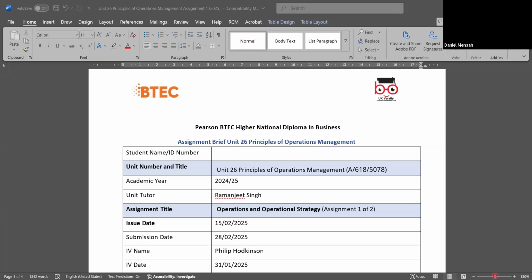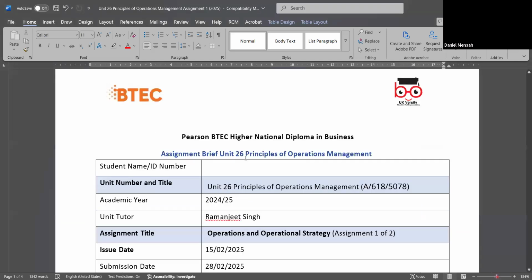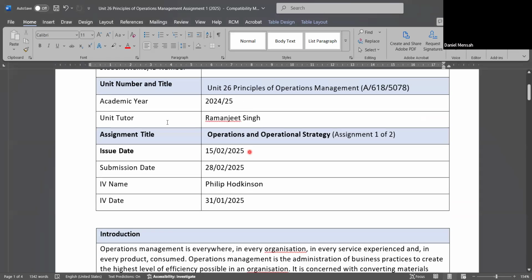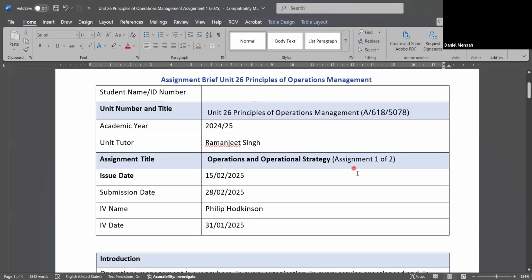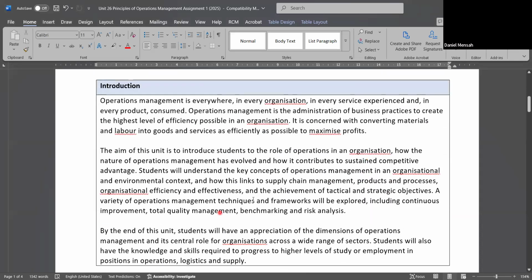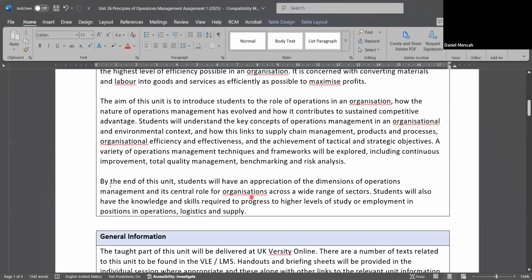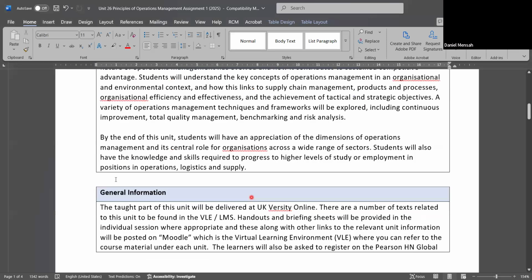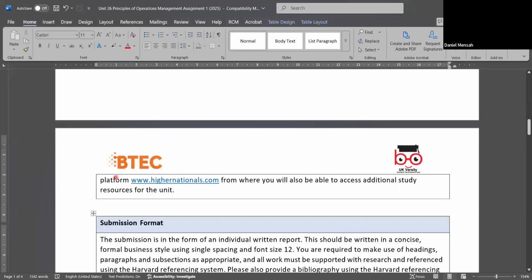We're going to discuss the assignment brief. So this is your assignment brief. This is the information about this unit, and it is the introduction of the unit. There is some general information about the university or UK university. Then the submission format.